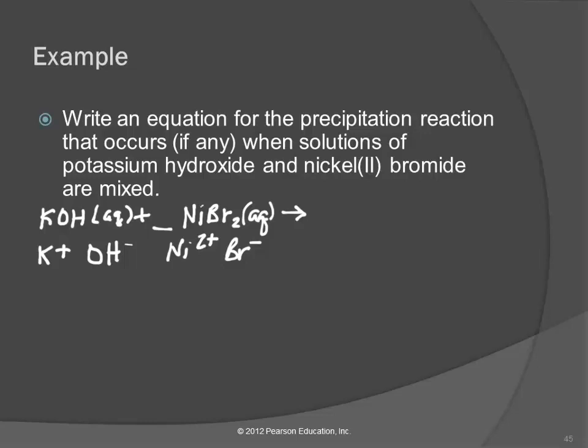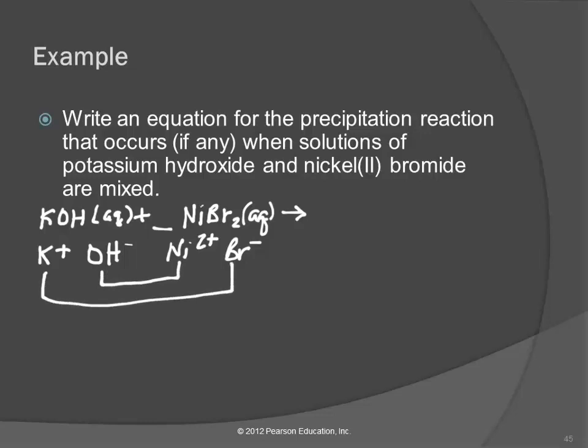Potassium and hydroxide came in together. They were soluble. You know, they're just friends. And nickel and bromide are just friends. So we need to find out, are these other two combinations really going to have some chemistry between them or not? Yeah, bad jokes. Those are the best kind.